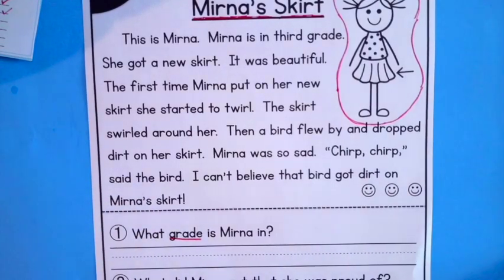This is Myrna. Myrna is in the 3rd grade. She got a new skirt. It was beautiful. The first time Myrna put on her new skirt, she started to twirl. The skirt swirled around her. Then a bird flew by and dropped dirt on her skirt. Myrna was so sad. Chirp, chirp, said the bird. I can't believe that bird got dirt on Myrna's skirt.